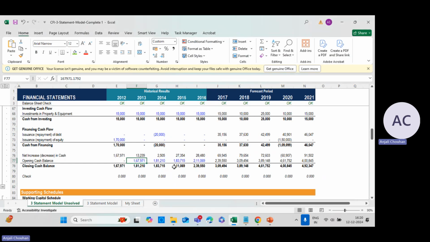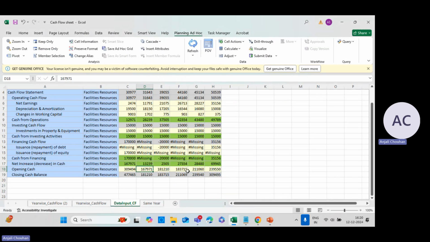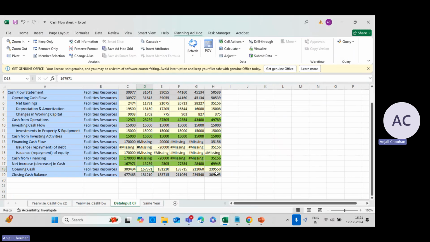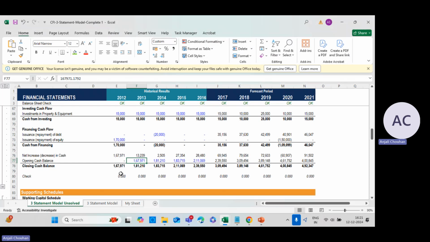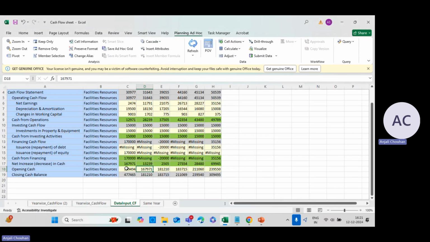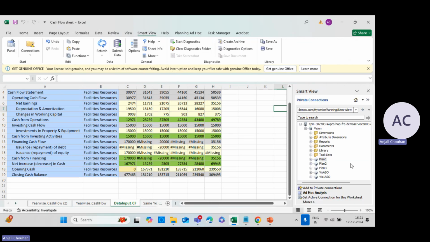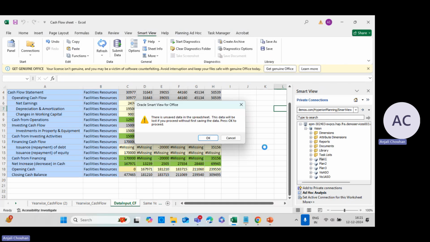From the next year we can see 1,67,971, 181,210, 183,715, then 211,069, and then it is 239,550. So in this way we can achieve that also. And one more thing, you can directly write the figures also. If it is not correct, you see that there is something wrong that has been taken, so you can again connect to the panel, Smart View.